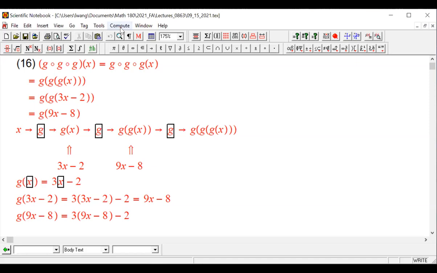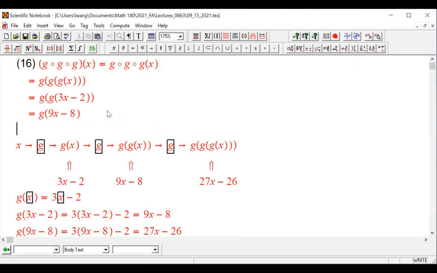Okay, and if you open up the parentheses and combine the terms and so on, you get 27x minus 24, 24 minus 2, that's 26. So in the end, the last layer, the consequence, would be what? You guys see that? 27x minus 26. So in the end, this is what we got.